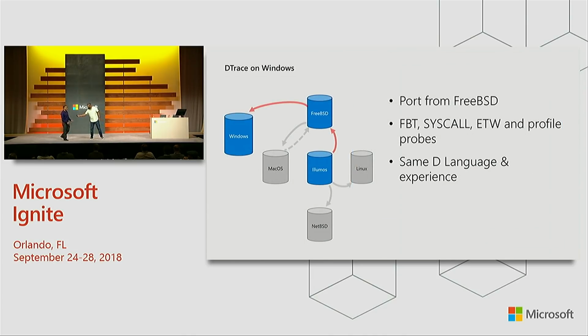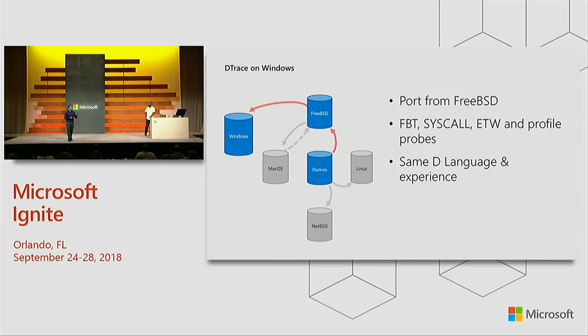Thanks, Matthew. As Matthew mentioned, we're launching dtrace as part of Windows with the upcoming release. This is derived from the FreeBSD version. All of these versions come from the original Solaris or Illumos code base. We support 4 types of probes or trace types. FBT is function boundary trace, syscall, so system call tracing, ETW, so eventing, and profile, which allows you to take samples.